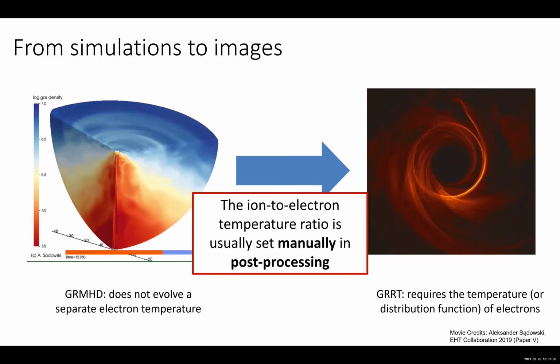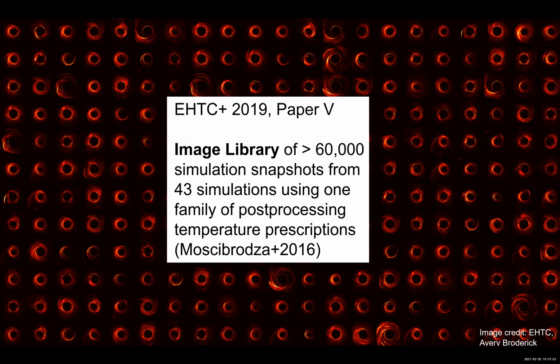This is what was done in paper 5. For example, we have this image library of many thousands of simulation snapshots from 43 different simulations that use one family of post-processing temperature prescriptions. This temperature prescription originally came from Monica, and it was designed to simulate the effects of one particular type of plasma heating scenario. But all this is done again in post-processing.